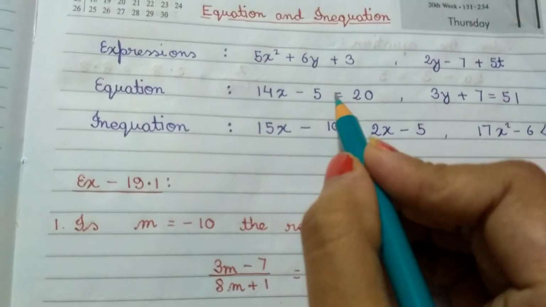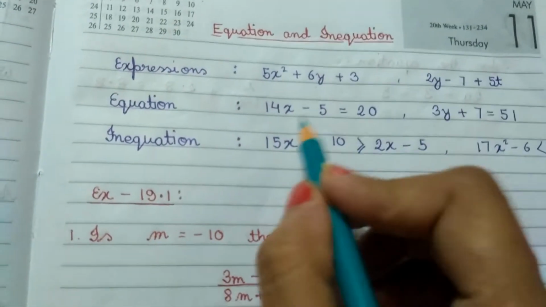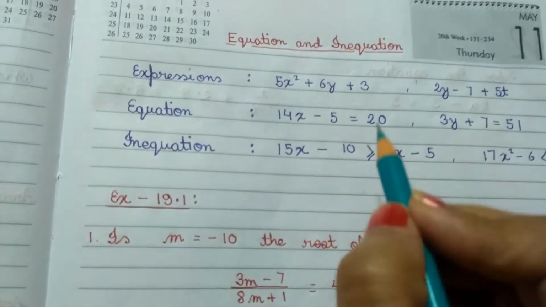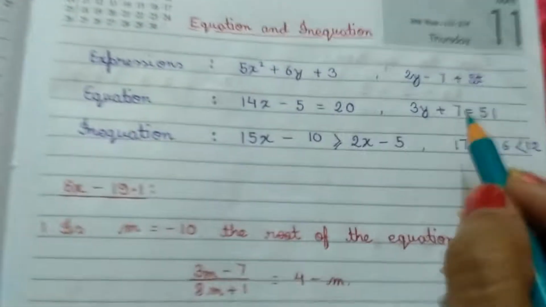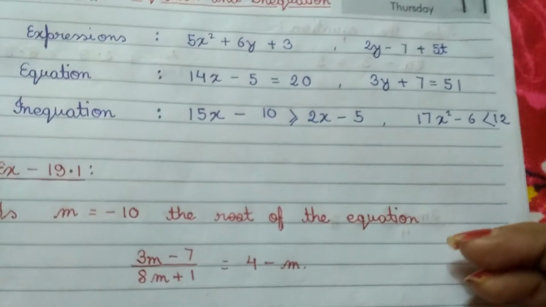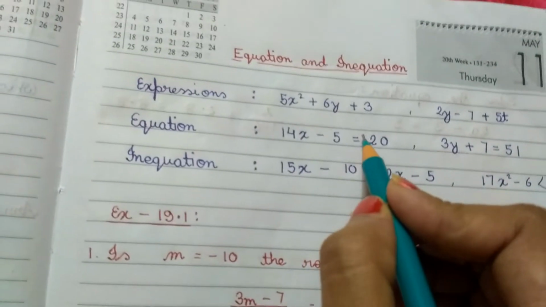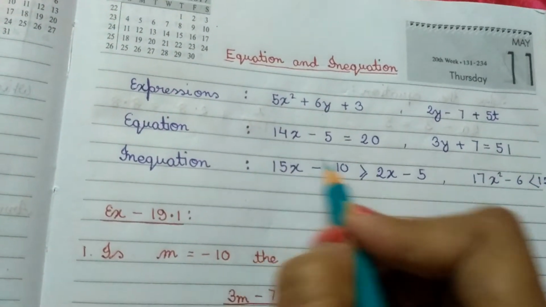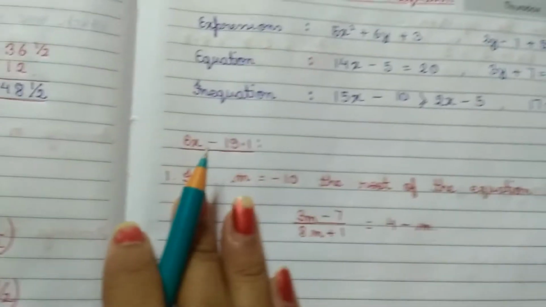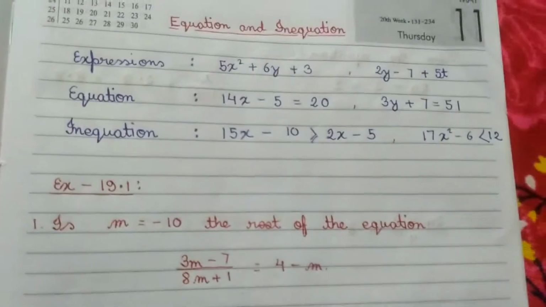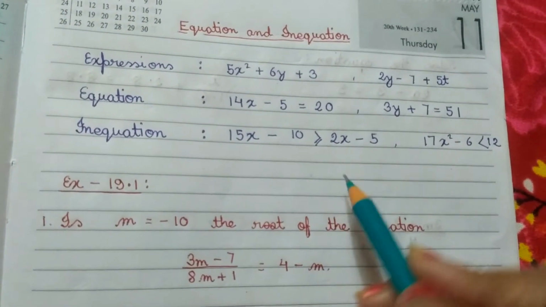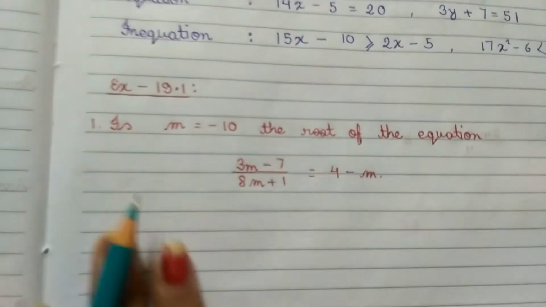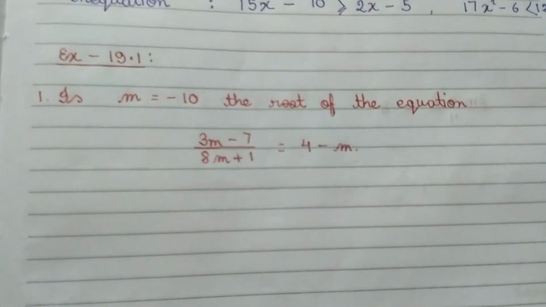Equation means you have to give an equal sign between two expressions. For example, 14x minus 5 equals 20. In the same way, 3y plus 7 equals 51. When we put an equals sign between two expressions, that is called an equation. And inequation means in the place of equals we write either greater than, less than, greater equal or less equal. Now we will do some problems on equation.